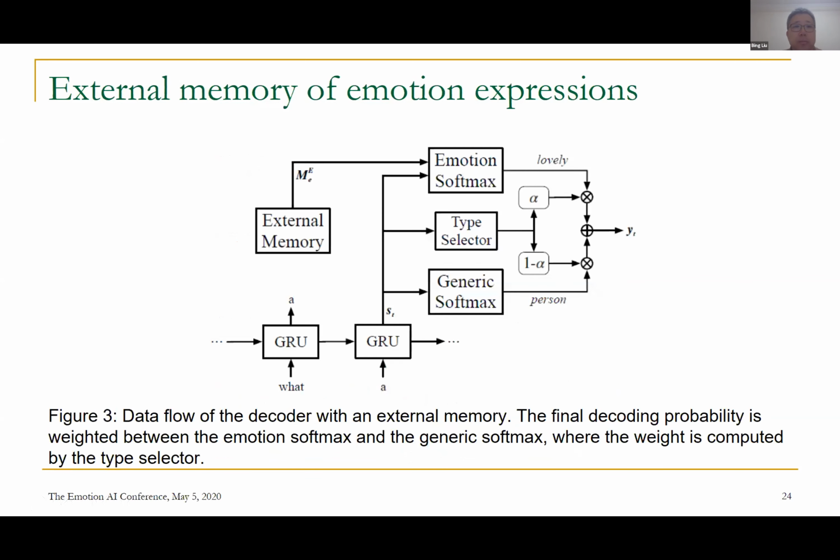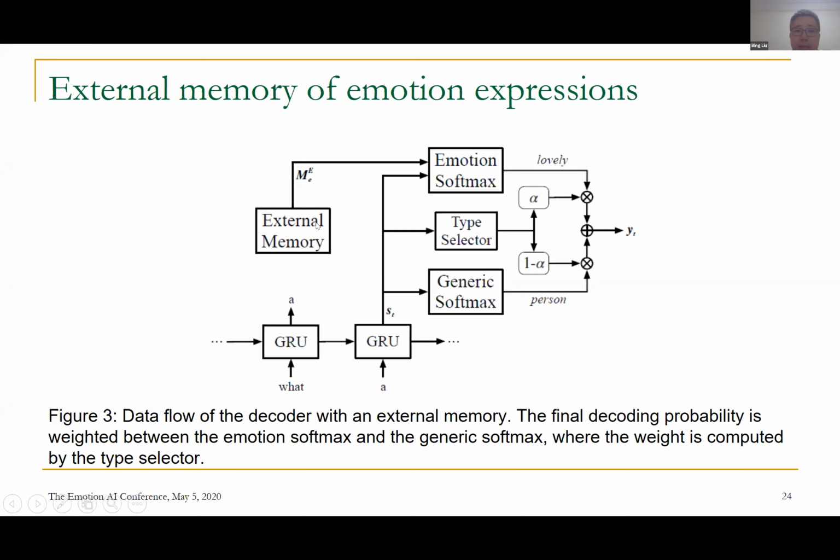So we also need the external memory. What is this external memory? It's basically the vocabularies. In emotion expressions, there are special kinds of words, most of them quite special, and we need to store them somewhere. That storage is called external memory. Of course, we also have other words stored in the external memory as well.